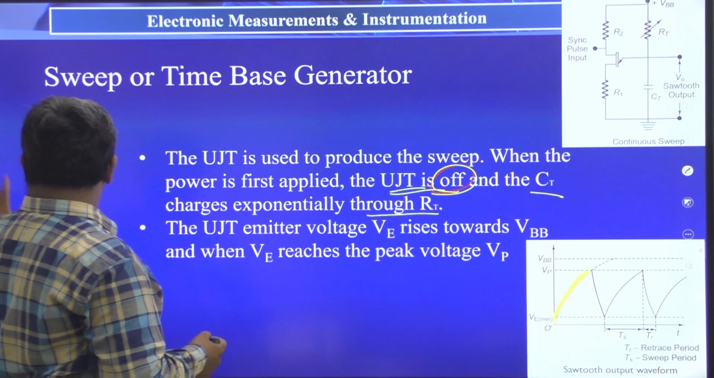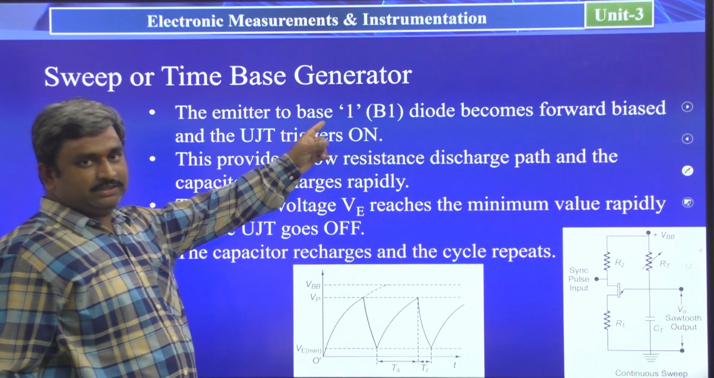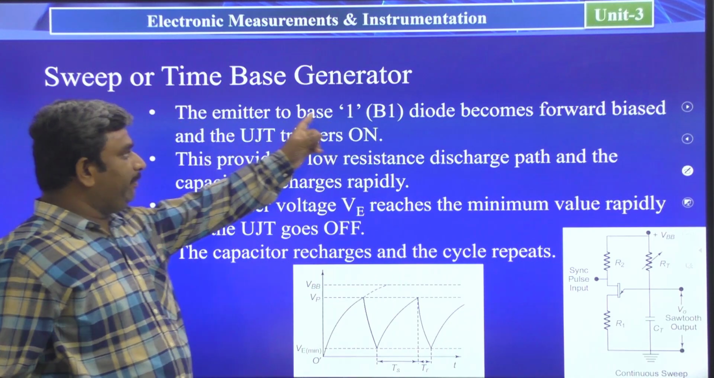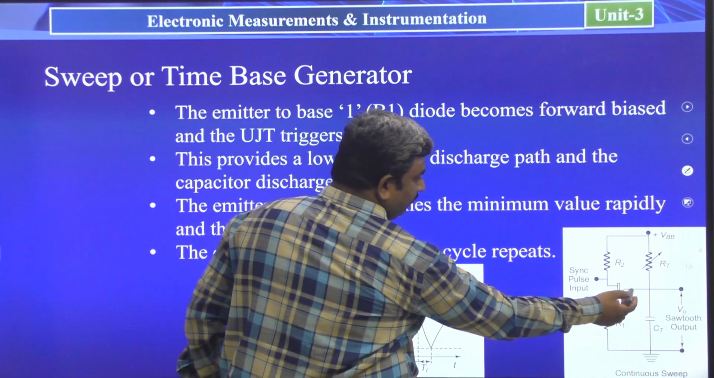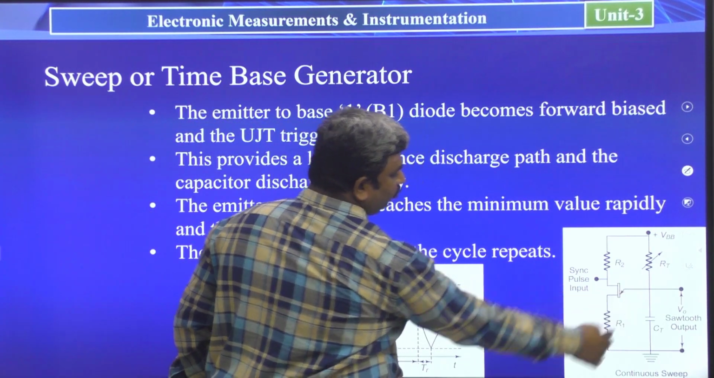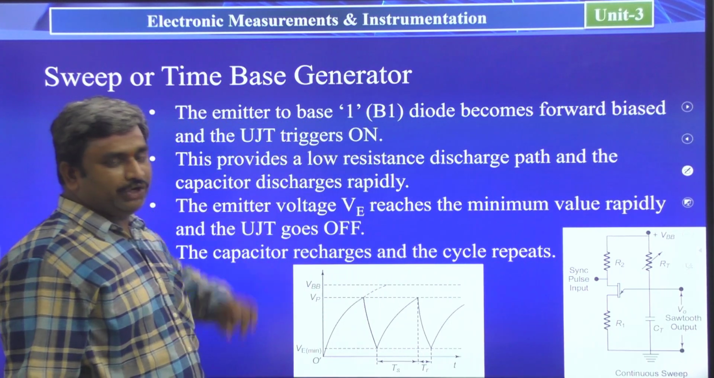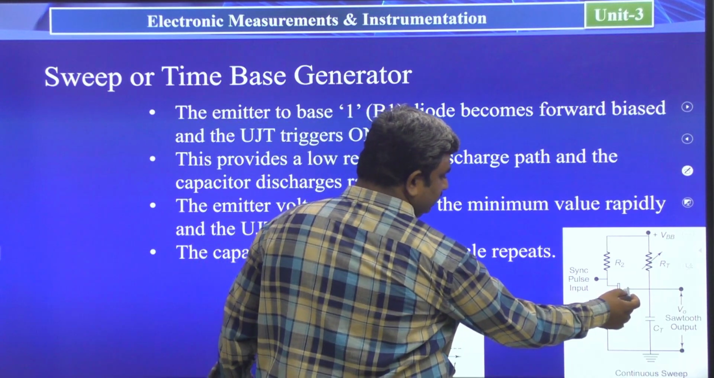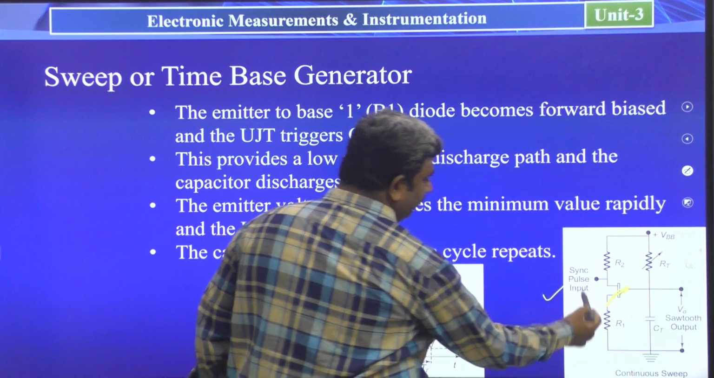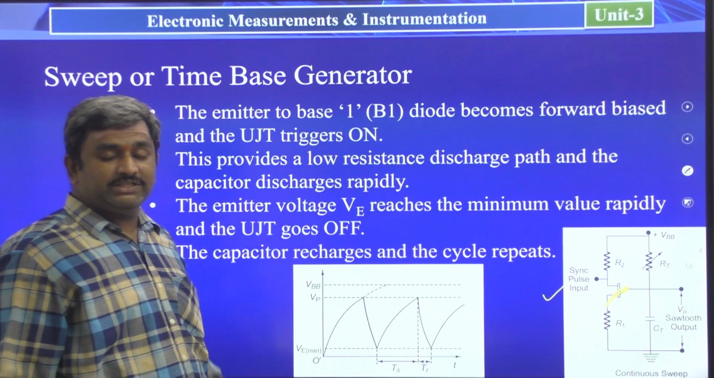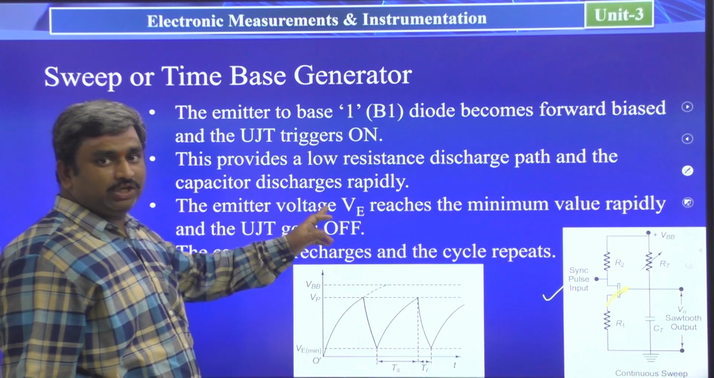Next, coming to the second one. The emitter to base 1 diode becomes forward biased. So when the emitter to base 1 diode is forward biased, the UJT triggers on. When the emitter to base 1 diode is on, the capacitor discharges rapidly.